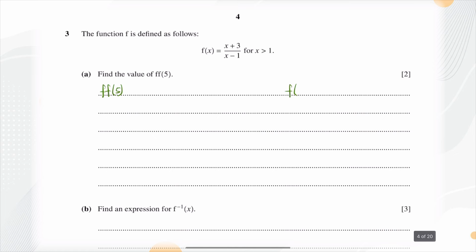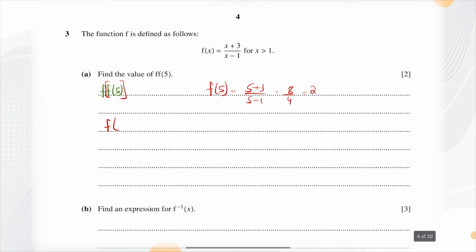Anyway, so f of 5. Let's break this down. f of 5 means that first we'll work out f of 5. So f of 5 equals 5 plus 3 over 5 minus 1. 5 plus 3 is 8, 5 minus 1 is 4, so that's equal to 2.